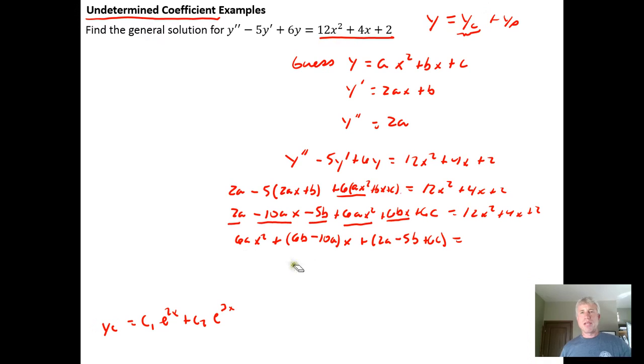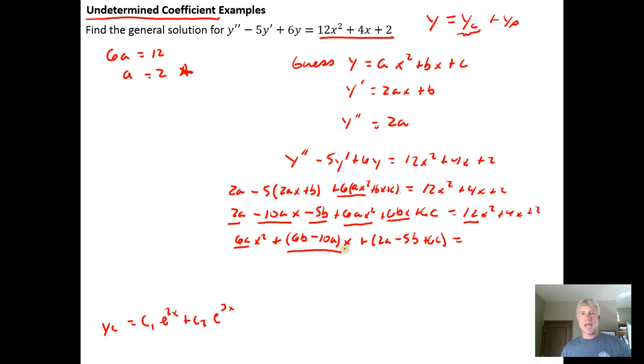So we know that if ax squared plus bx plus c is a solution, then 6a will need to equal 12. The coefficient on x squared here will need to come from the coefficient on the x squared term here. So that tells us that 6a has to equal 12, which means a is going to need to equal 2. So we'll put a star by that.